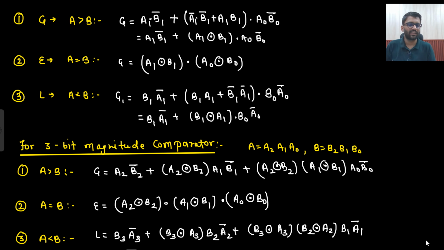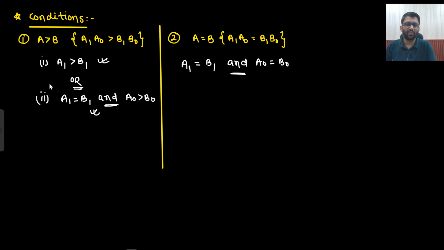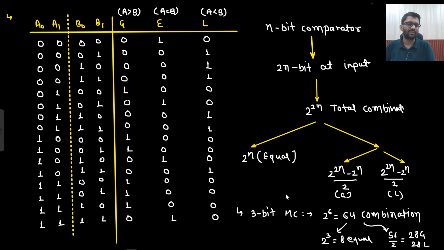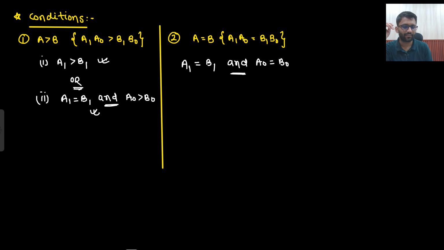So they can ask these kinds of questions in the examination. There you will not be doing this analysis. This analysis is just to tell you the number of possible combinations. So if an n-bit comparator is there, 2n bits will be at input, 2 to the power 2n will be the total combinations, 2 to the power n would be equal, (2 to the power 2n minus 2 to the power n) by 2 would be greater, and the same by 2 will be lesser, right? Proper reasoning also I have given. Why is that happening, right?